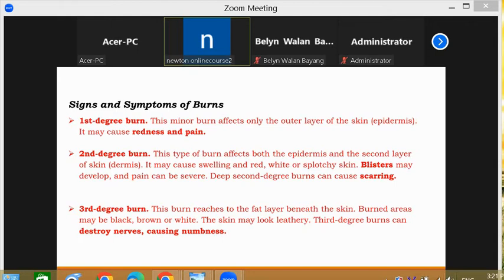A deep second degree burn can cause scarring. So these are the first and second degree burn. And third degree burn, we know that it will go deep to the patient's skin, so the burn reaches deep into the patient's skin.